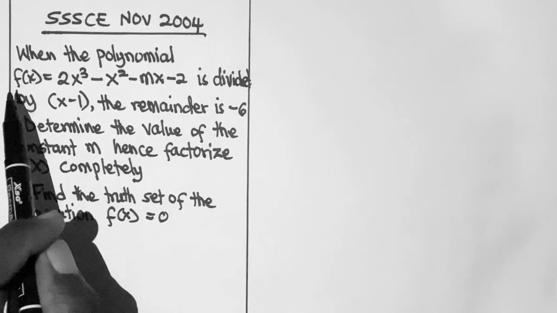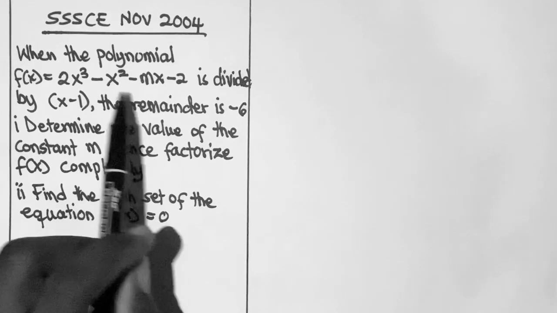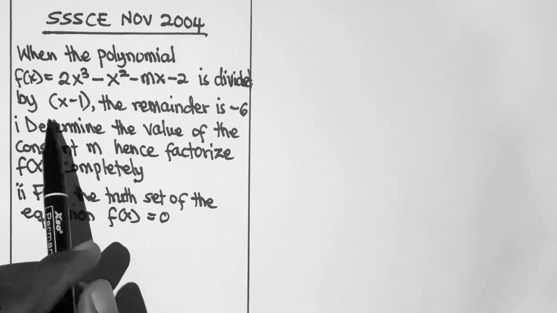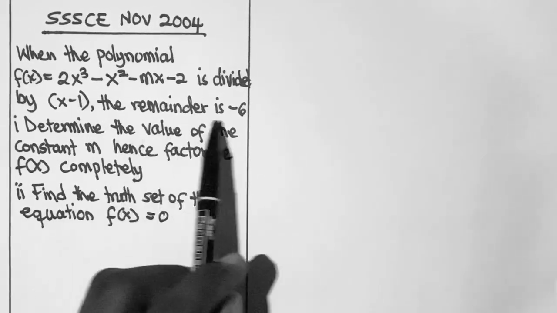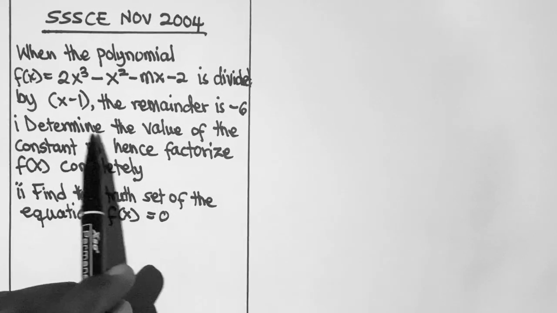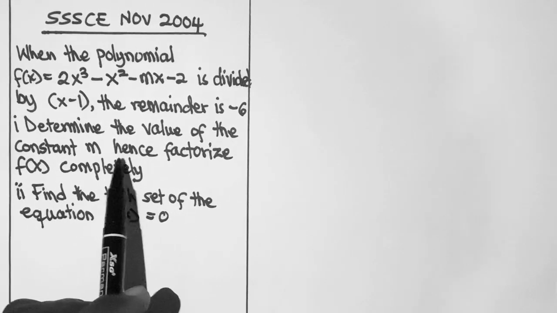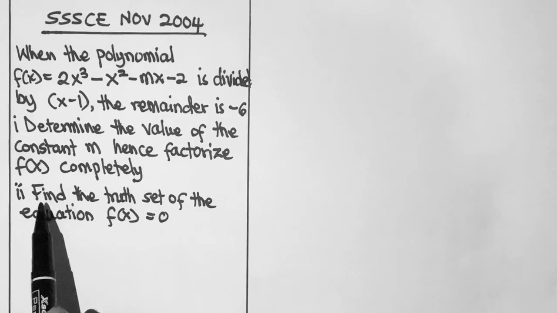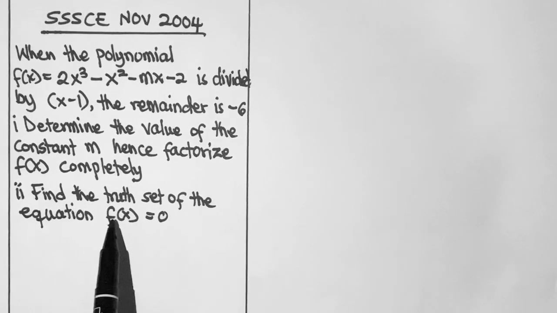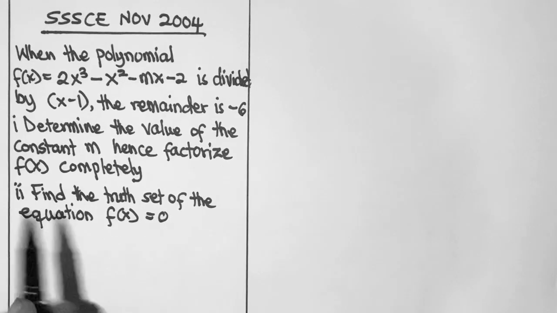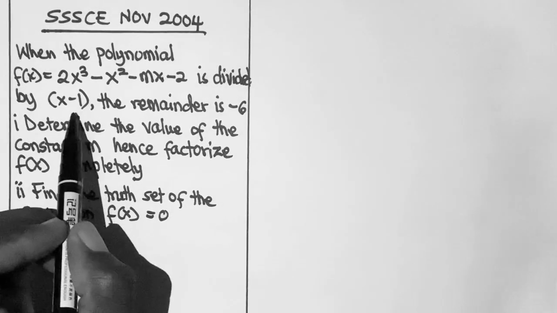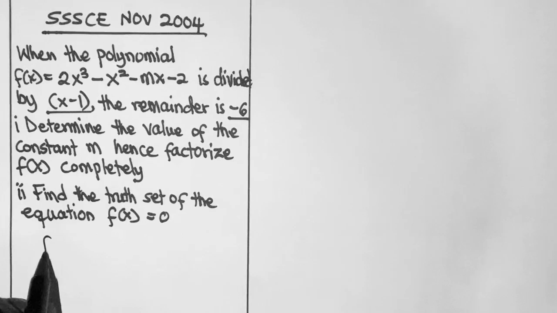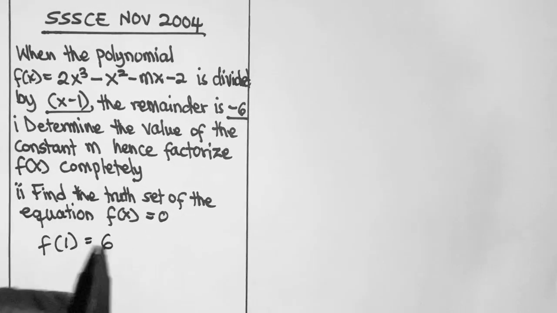When the polynomial f of x equals 2x cubed minus x squared minus mx minus 2 is divided by x minus 1, the remainder is minus 6. I. Determine the value of the constant m, and hence factorize f of x completely. Then II. Find the truth set of the equation f of x equals 0. So if it is divided by x minus 1, the remainder is minus 6. So what it means is that f of 1 is equal to minus 6.